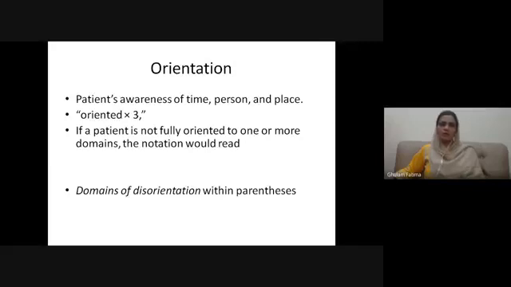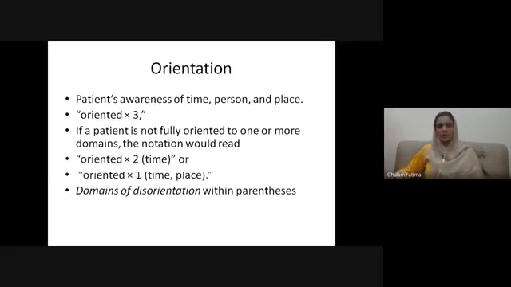If the patient is not fully oriented in one or more domains, like the patient knows his name and where he is, but is not aware of what time of day it is, whether it is morning or evening, then we write the domains of disorientation within parentheses, like oriented into two. It means the patient is oriented in person and place. The patient knows who he is and where he is, but he is disoriented in time. He doesn't know what time of day it is.